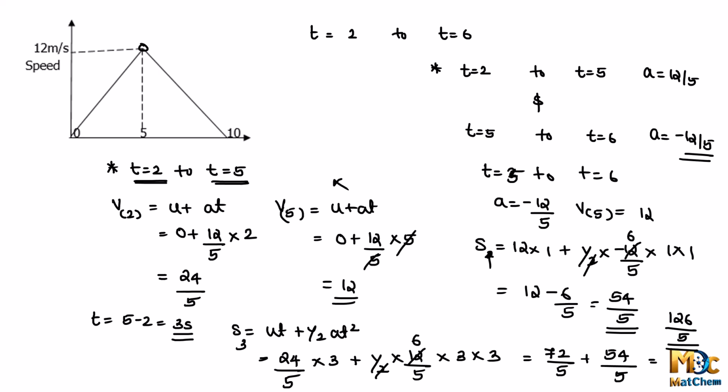That means we got how much distance it covered from t equal to 2 to 5 as well as from t equal to 5 to 6. So what is the total distance? Total distance will be equal to S3 plus S4, that is 126 divided by 5 plus 54 divided by 5. So 126 plus 54 is equal to 180 divided by 5, that is equal to 36 meters. Therefore, the distance covered will be equal to 36 meters.